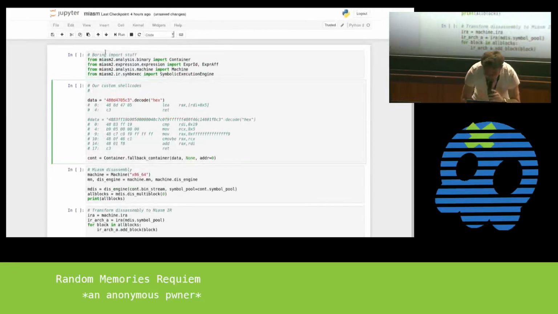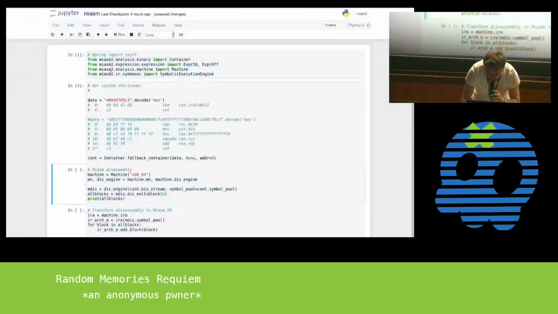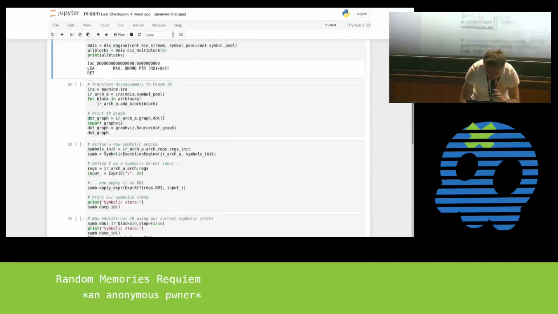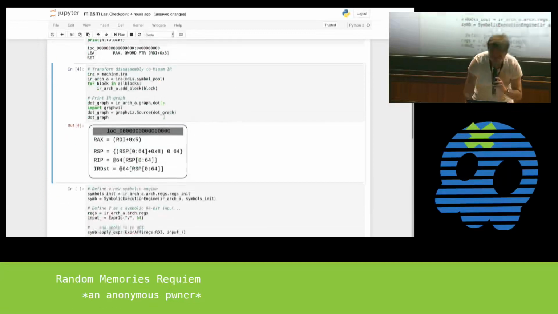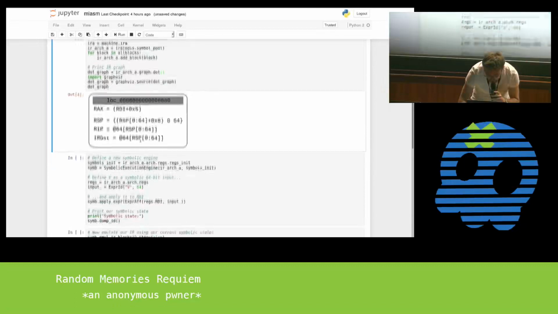Sorry. Okay, so we run Miasm. We import stuff. This is our shellcode. It's just a function, this one, which just computes v plus 5. It's really simple. First thing we need to do, we disassemble the assembly using Miasm. So it's LEA RAX, [RDI+5]. So that's v plus 5. Then we convert it to the Miasm IR. Basically we convert this assembler instruction to equivalent symbolic expressions. And it says RAX is equal to RDI plus 5.